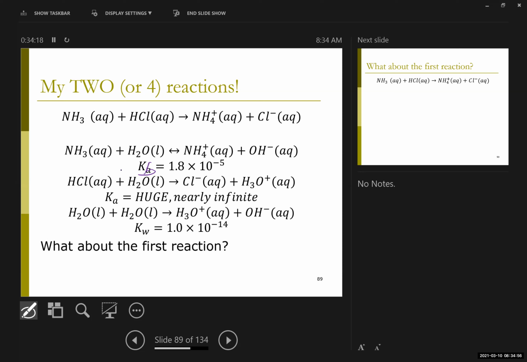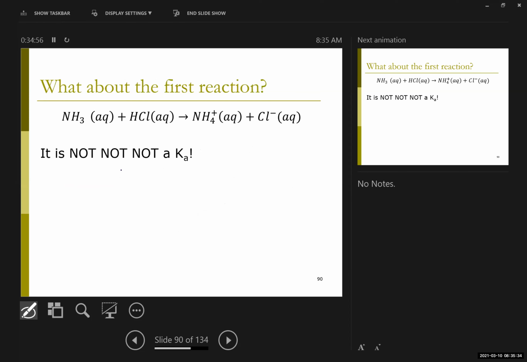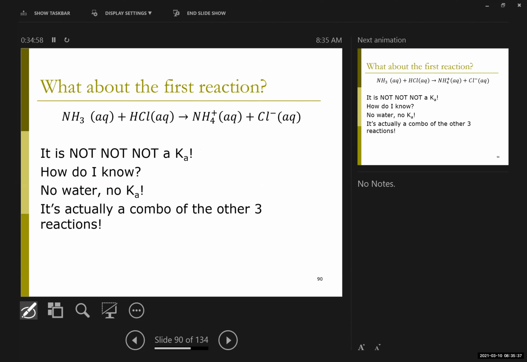A Ka reaction is an acid-base reaction, but it's very specifically an acid-base reaction where water's the base. A Kb reaction is an acid-base reaction, but again, it's very specifically an acid-base reaction where the base is water, or the acid is water. I may have said that backwards. But no water, it's not a Ka or a Kb, which means my tables of Kas and Kbs don't have the top reaction in it. It's a completely different reaction.